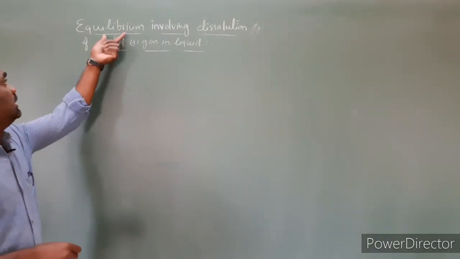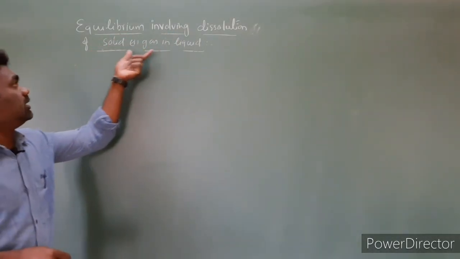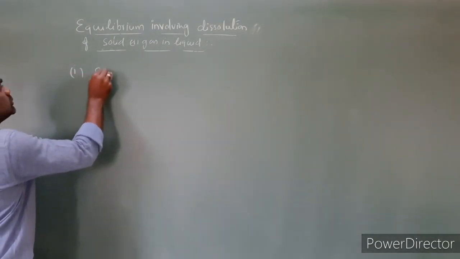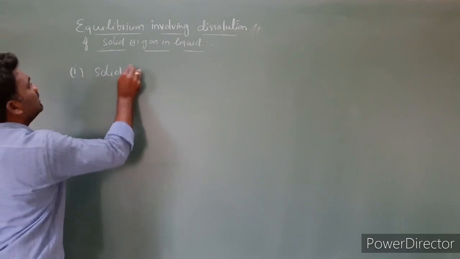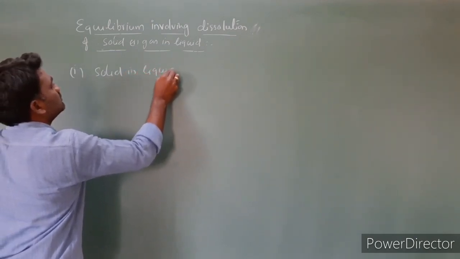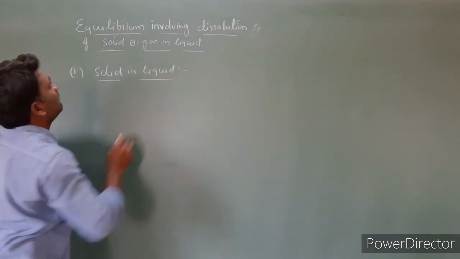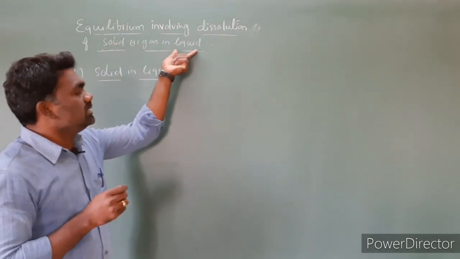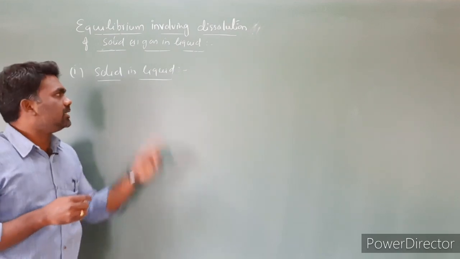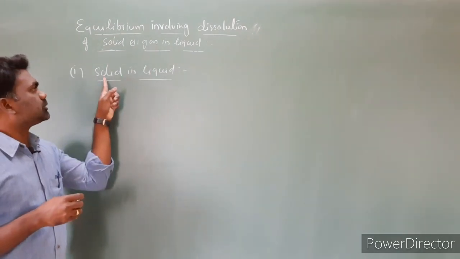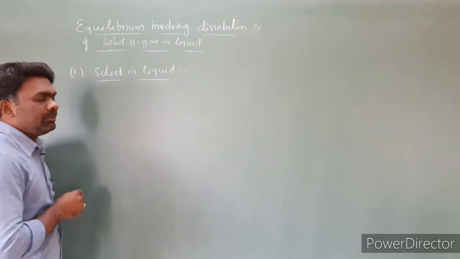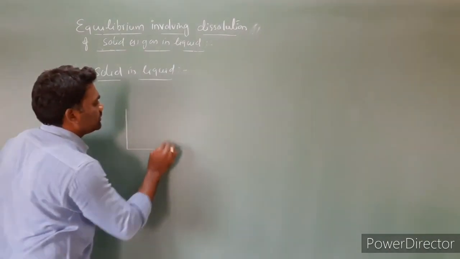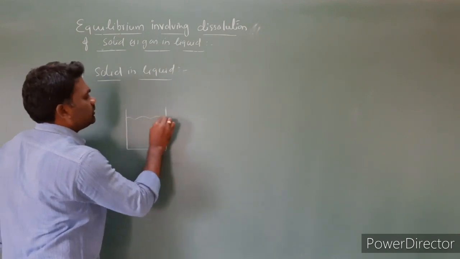Next, equilibrium involving dissolution of solid or gas in liquid. In that, the first one is solid in liquid. Now let us understand equilibrium involving dissolution of solid in liquid by taking an example. I am taking a sugar solution. I am taking a beaker. This beaker is filled with water.